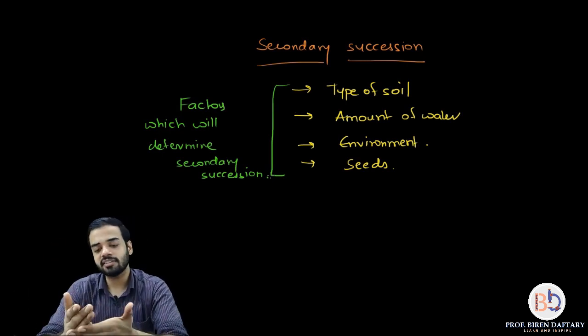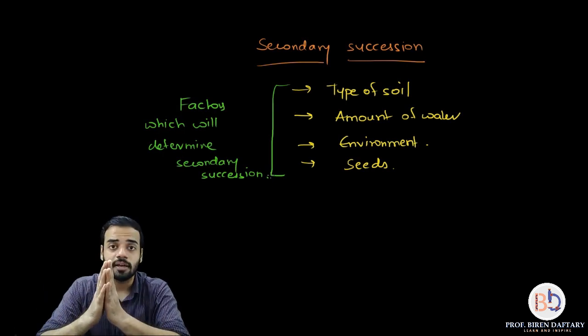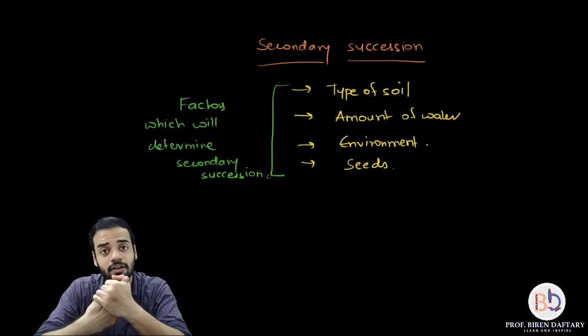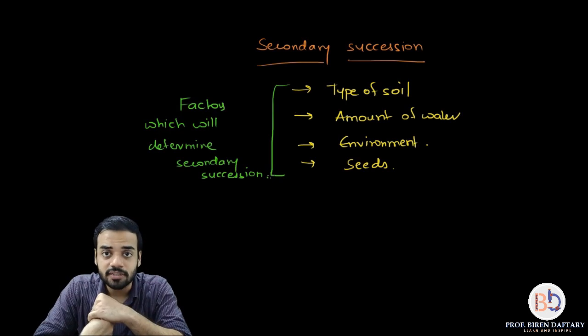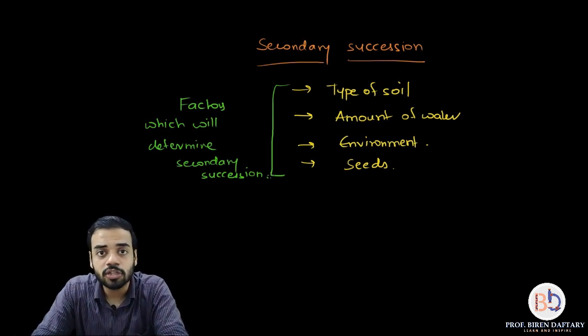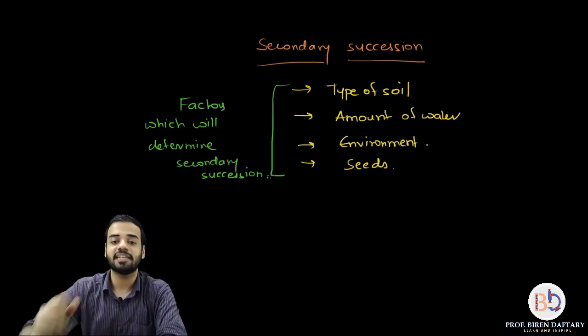Now secondary succession can be caused by many different factors: man-made factors, for example deforestation, crop burning, or natural factors. Now let us take the example of a natural cause like forest fire. Just imagine there is a forest fire and the entire forest gets burned down, so there are no plants left. Now when new plants grow in that area, it will be secondary succession.